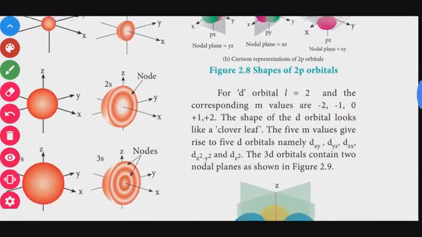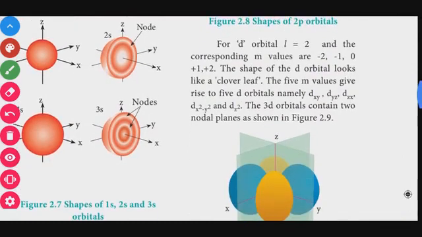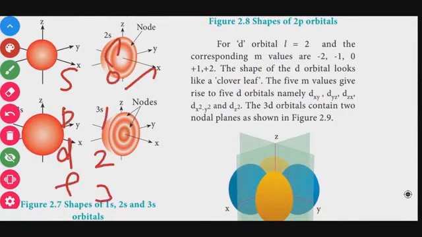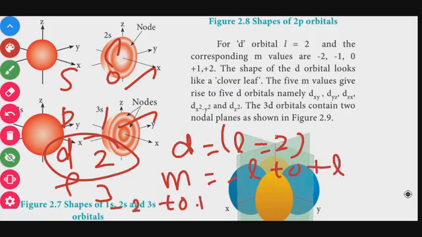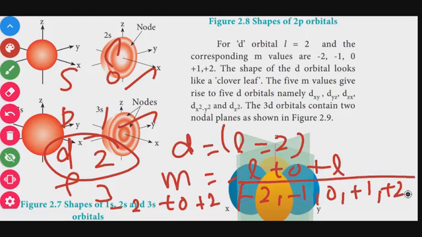Okay, next, the d orbital, l equal to 2, and the corresponding d orbital. For the orbitals s, p, d, f, the l values are 0, 1, 2, 3. For s it is 0, for p it is 1, next for d it is 2, so for d the l value is 2, and the m value will be minus l to plus l, which is minus 2 to plus 2, that is minus 2, minus 1, 0, plus 1, plus 2.